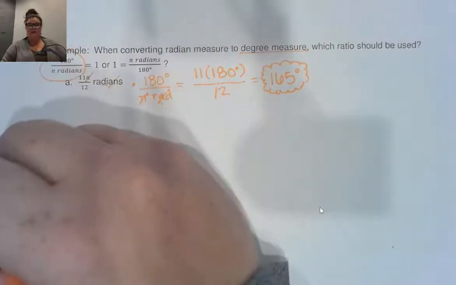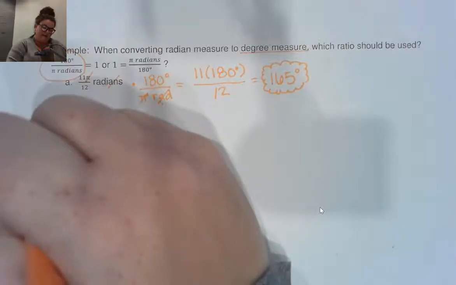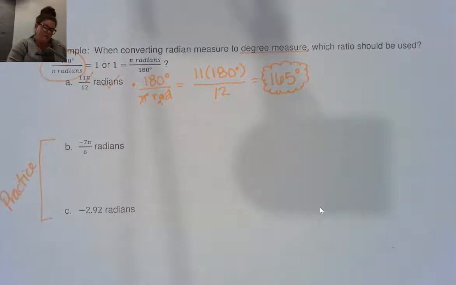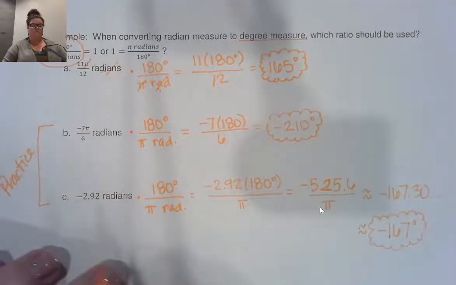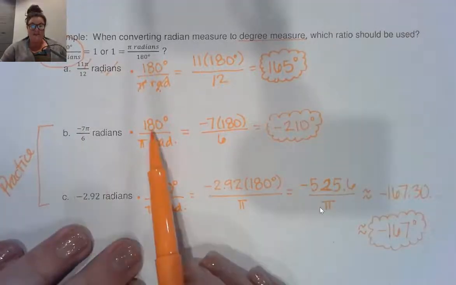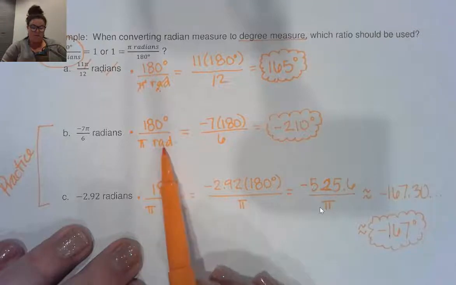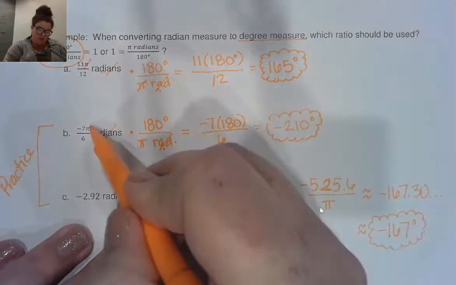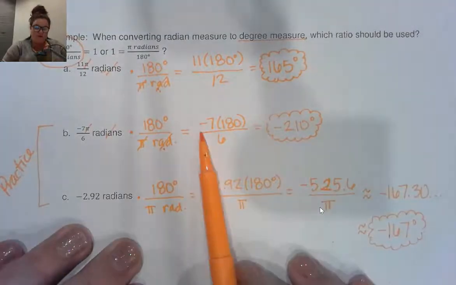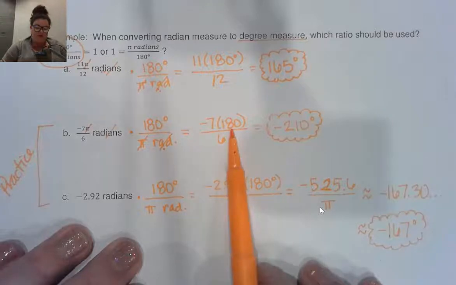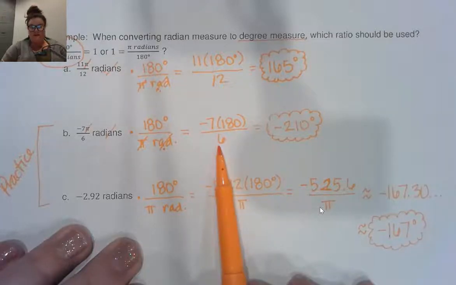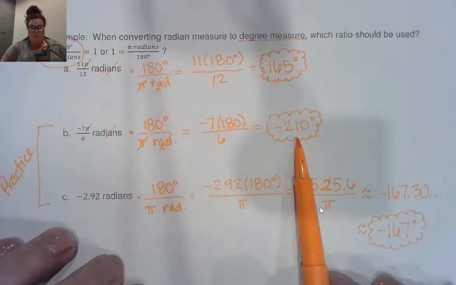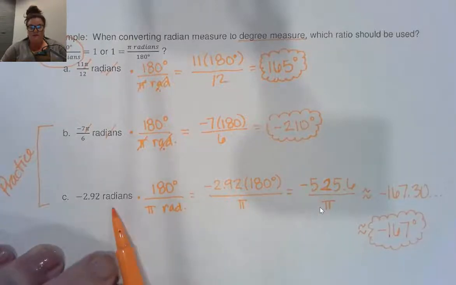Okay. All right, so I want y'all to try B and C again as practice problems. Let's go ahead and pause the video, try those out, and then we'll go over them when you unpause, okay? Okay, so let's see how you did. On part B, we're going to multiply by 180 degrees over pi radians. And notice here our radians cancel and also our pi's cancel. So that leaves us with just -7 times 180 on top, 6 on the bottom. And when we simplify that, it gives us -210 degrees.